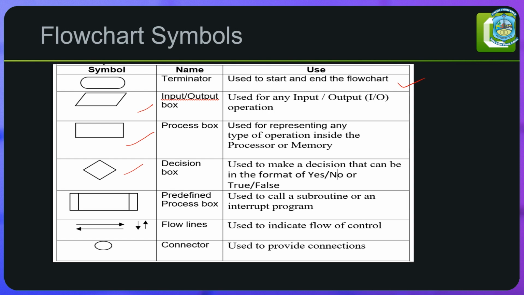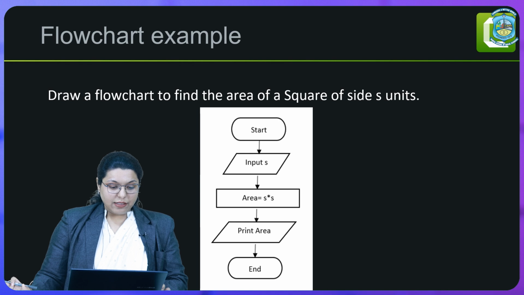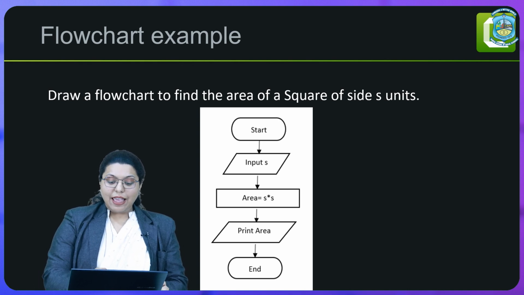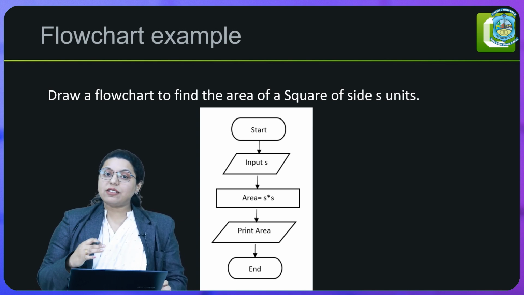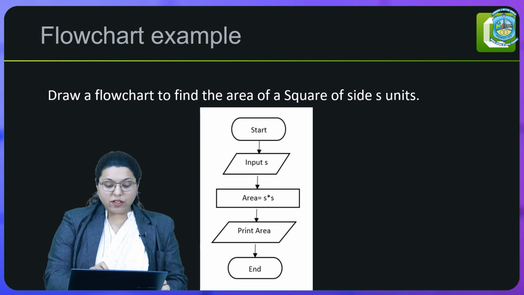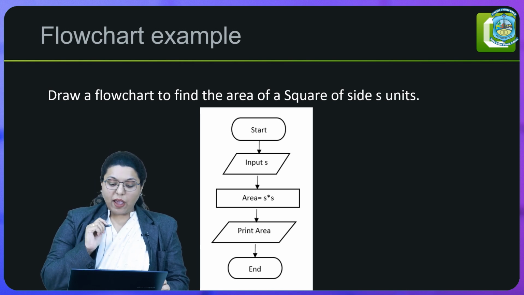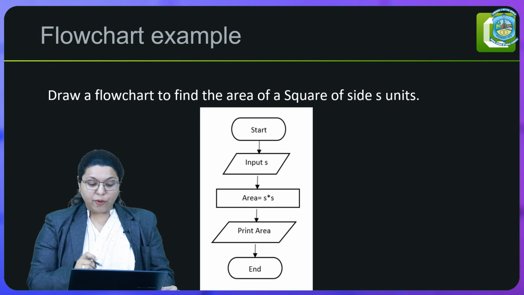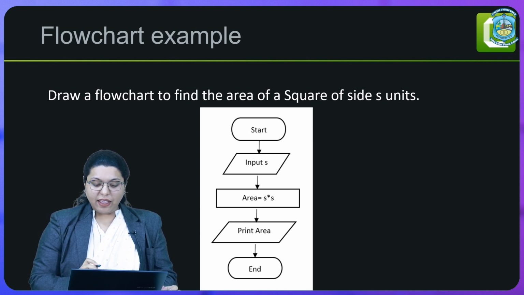and next are connectors to connect the flowchart. This is an example to find the area of a square of side S. Here we have the start point, input x, whatever is the input will be written in this box, and the square box identifies the formula or the process that has to be written, and then print s.